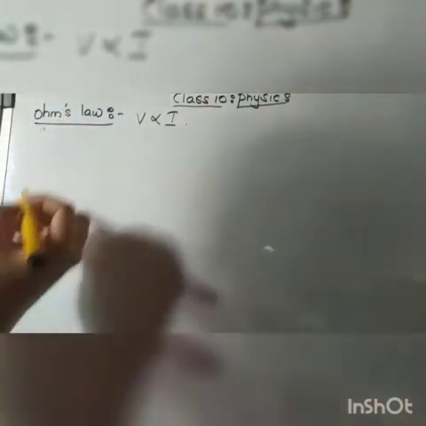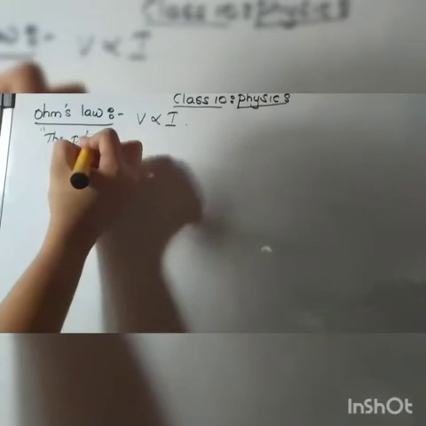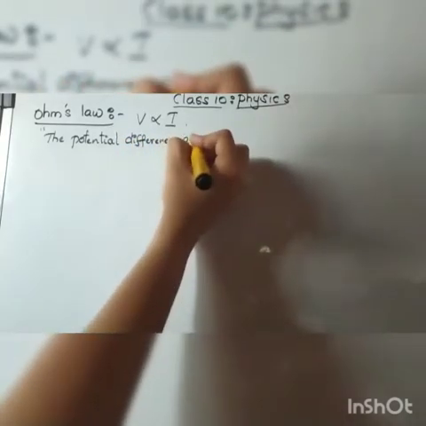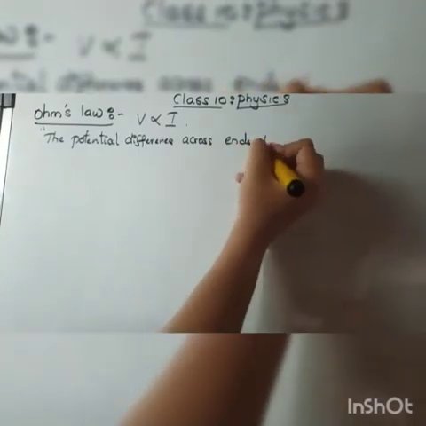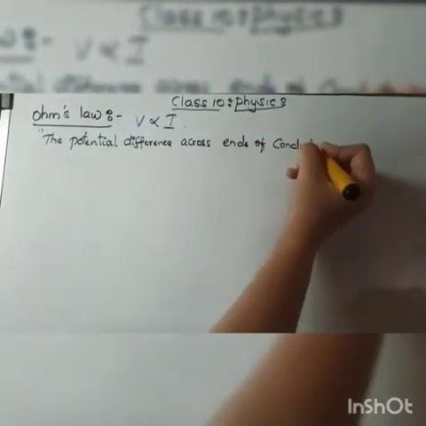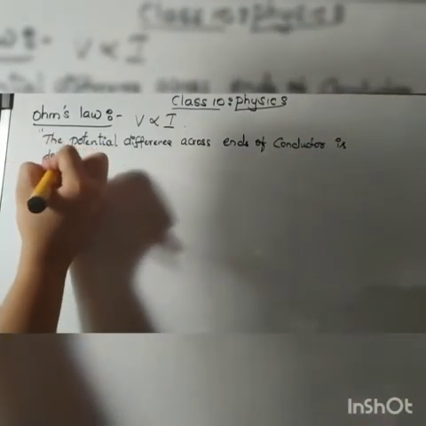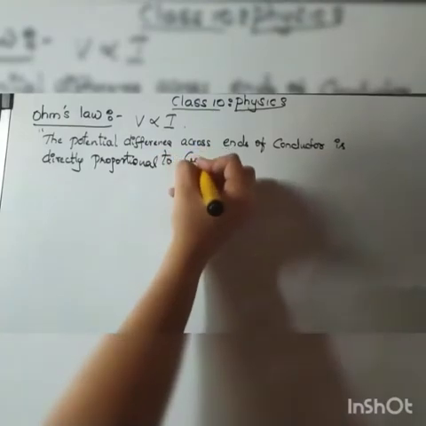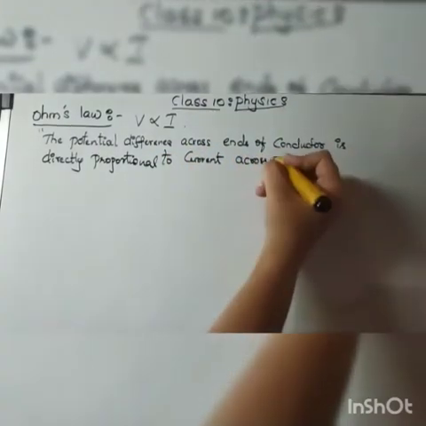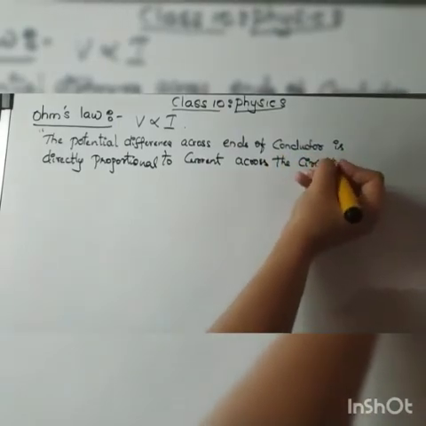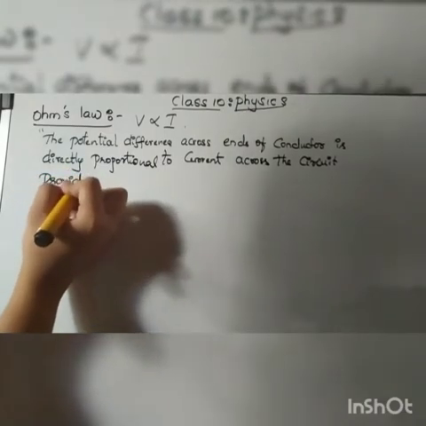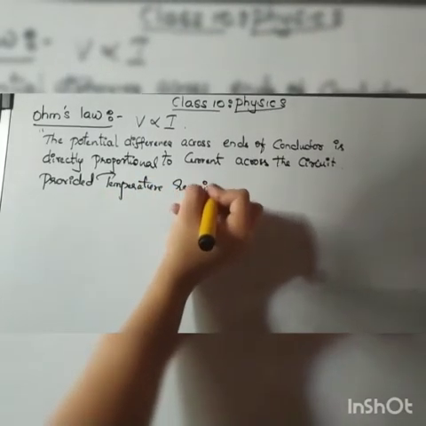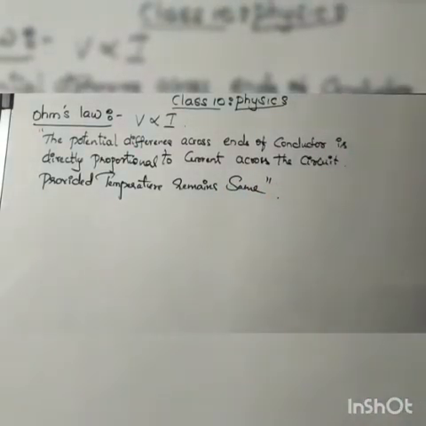The statement of Ohm's law is: the potential difference across the ends of a conductor is directly proportional to the current across the circuit, provided, and this is very important, provided the temperature remains the same. So this was the condition. This is the statement of Ohm's law.